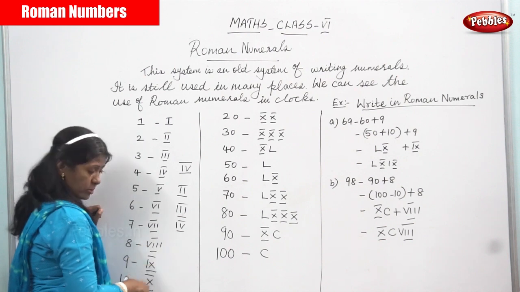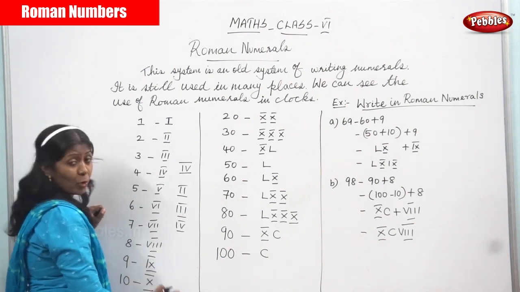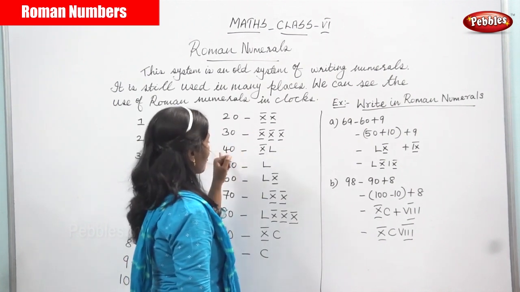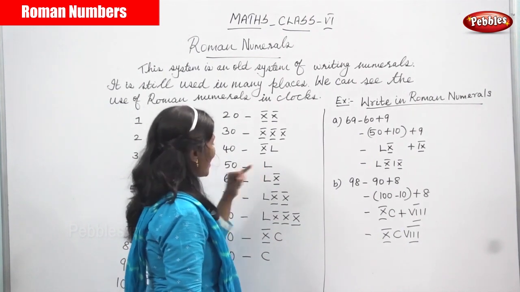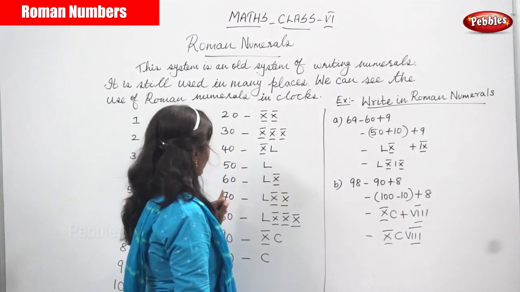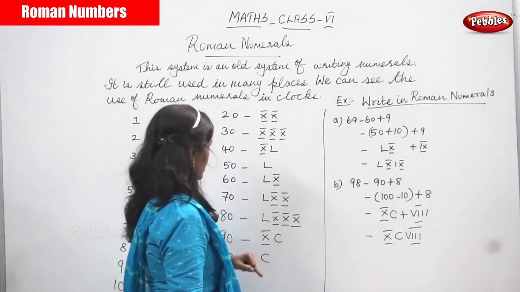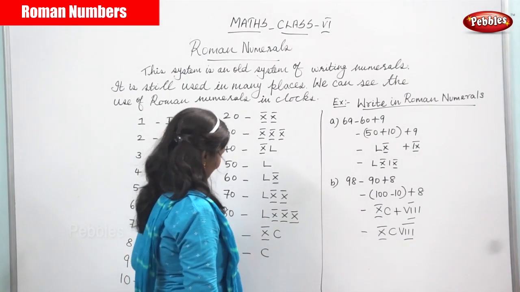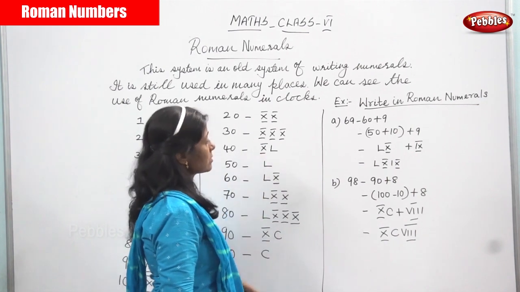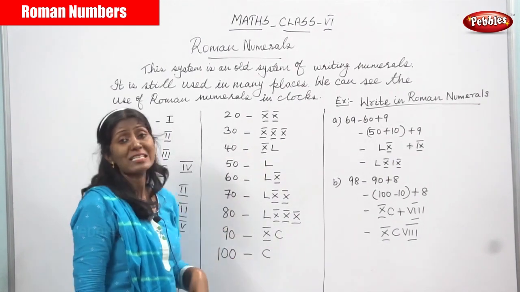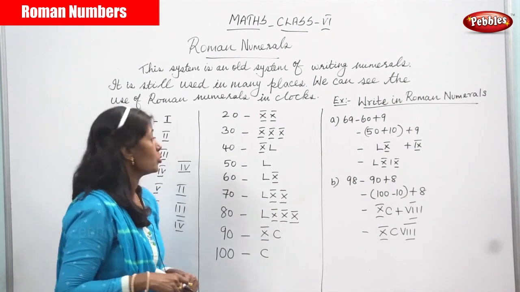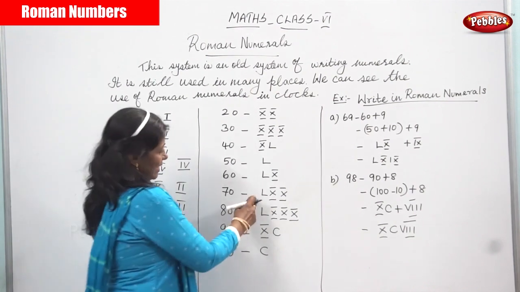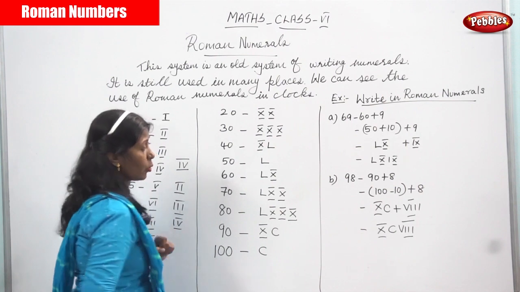And 5 is only V, and 6 is V and I, and 7 is V and double I, and 8 is V and triple I, and 9 is I and X, 10 only X, and 20 is double X, and 30 is triple X, and 40 is X and L, and 50 is only L, and 60 is L X. Okay, and 70 is L double X, and 80 is L triple X, and 90 we can consider as X and C, and 100 is a C. So these are the letters we are using in numerals especially.